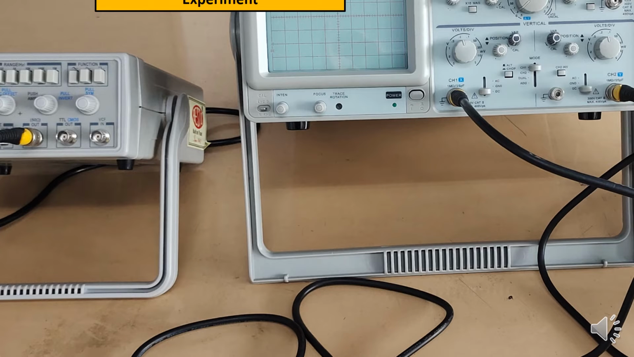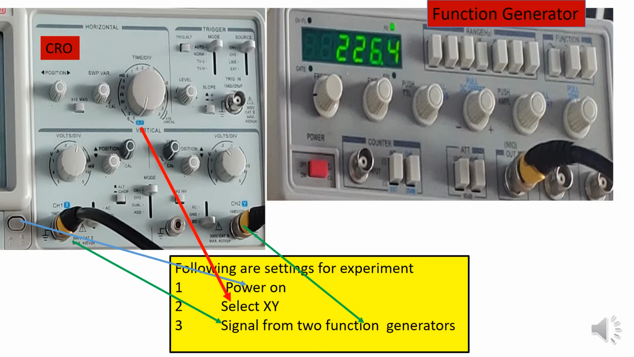This is basically the experimental setup, you can say. You can see this is channel 1 and channel 2. These are the inputs where the signal is fed. Similarly, these are the function generators from where we are getting the signal. Two function generators are there from where the signal can be taken.